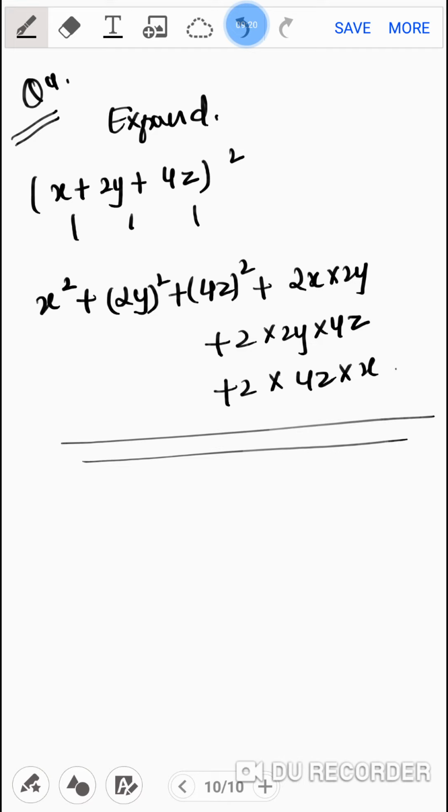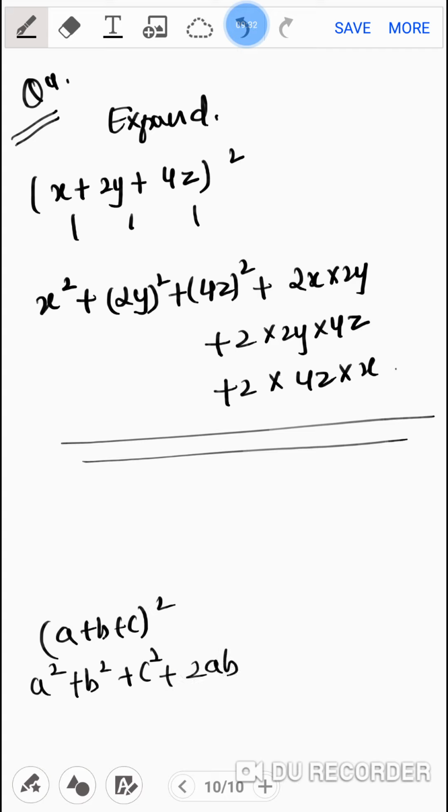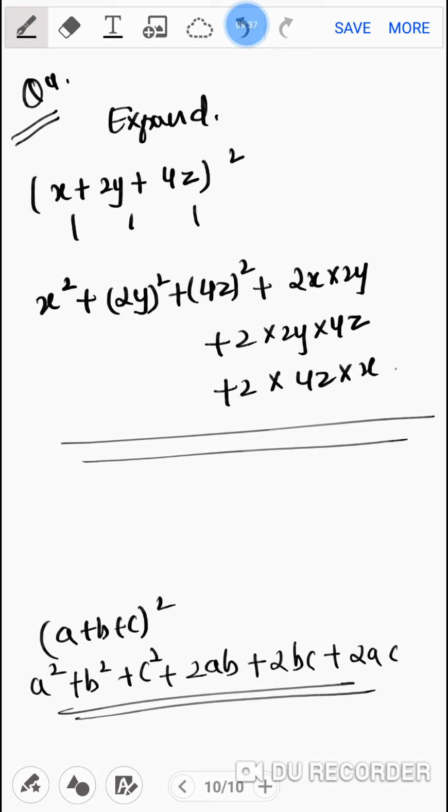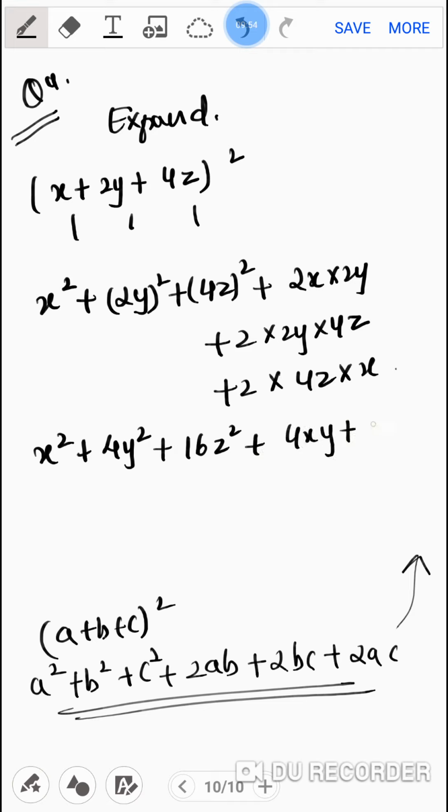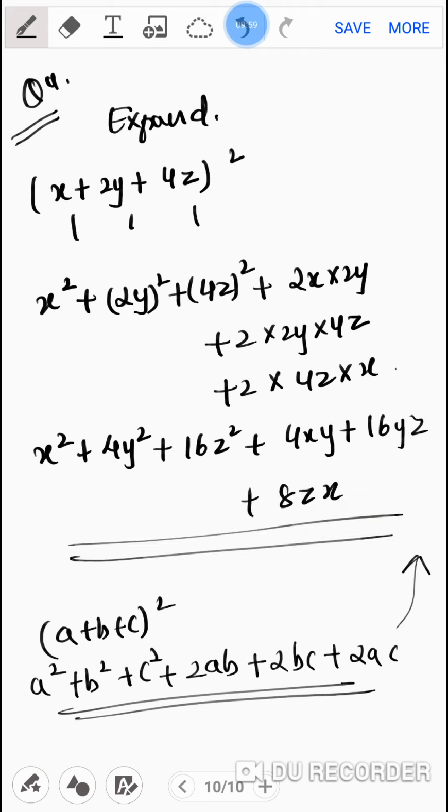That's your identity. I'll write the identity as well. So that is a plus b plus c the whole square. That will be a square plus b square plus c square plus 2ab plus 2bc plus 2ac. That's your identity. So I have applied the same identity in my problem. Let's further continue. And that says x square plus 4y square plus 16z square plus 4xy plus 16yz plus 8zx, and that's your final answer.